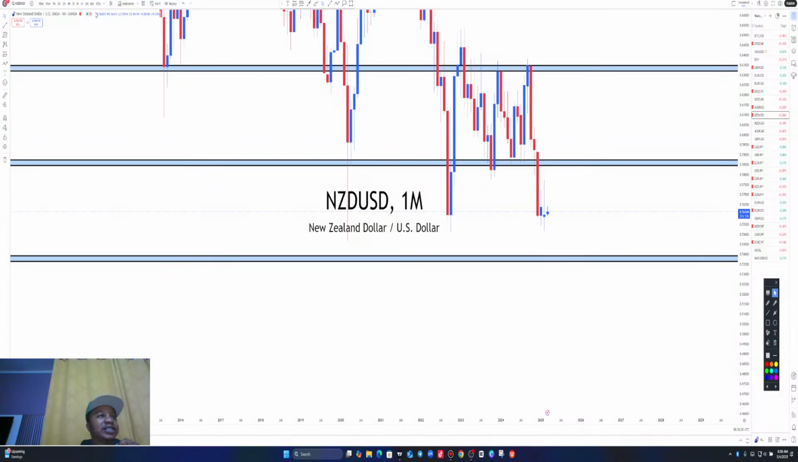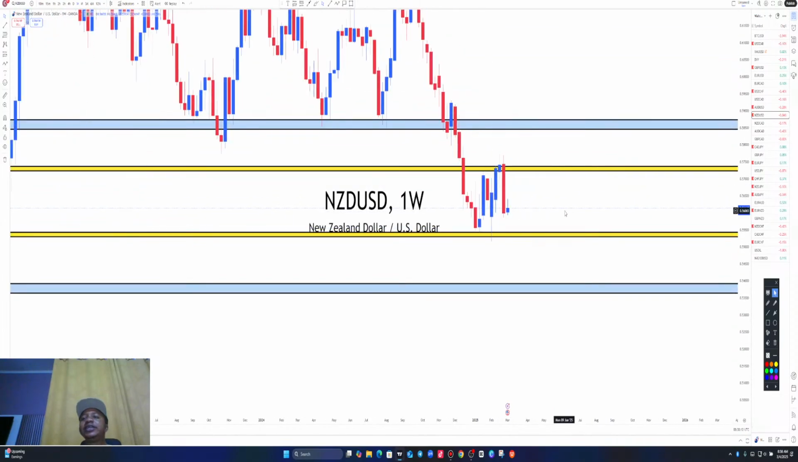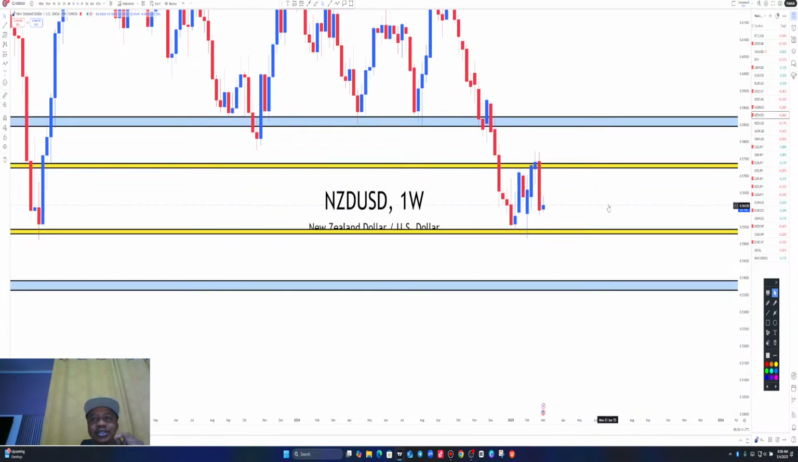So NZD USD, let's take it all the way to the weekly. All right, so this is the weekly time frame of NZD USD. On the weekly time frame, we have the weekly upper and the weekly lower zone. Price is in a downtrend on the weekly time frame, supporting the overall direction. If you look closely on the weekly, this is a lower low, this is a lower high, another lower low or equal low, another lower high. Where should price go next? Continue the move further to the downside.